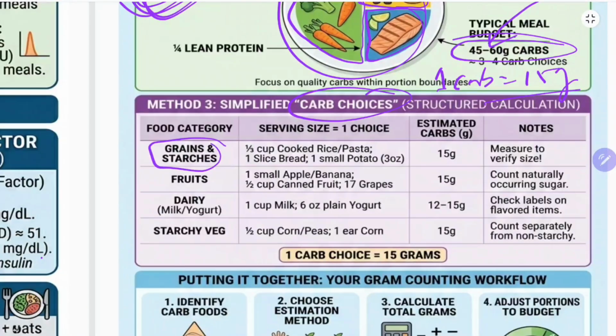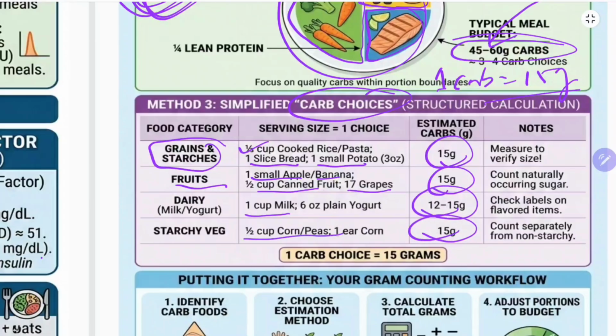For grains and starches, 1/3 cup of cooked rice or pasta, 1 slice of bread, or one small potato is equal to 15 grams. For fruits, 1 small apple or banana, half a cup of canned fruit, or 17 grapes is 15 grams. 1 cup of milk is 15 grams. Half a cup of corn or peas is 15 grams. So a carb choice means 15 grams, the 15 gram rule.